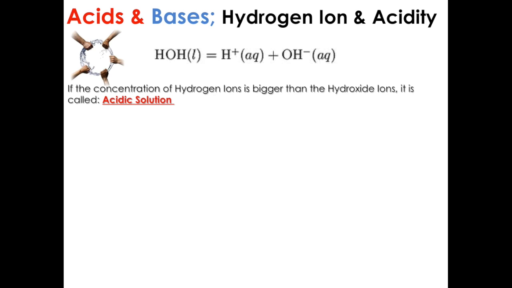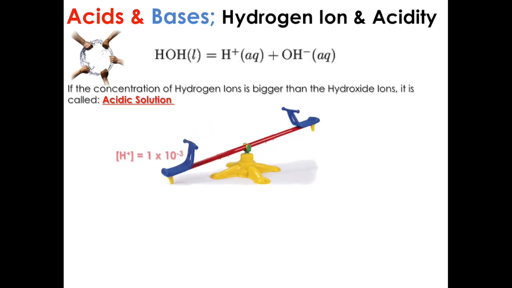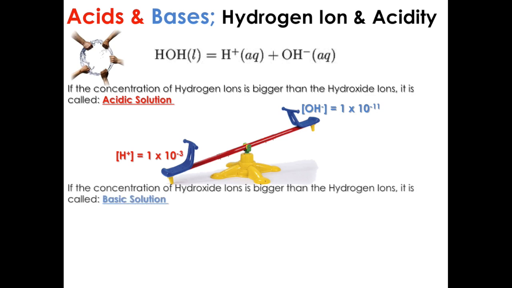If the concentration of hydrogen ions is bigger than the concentration of hydroxide ions, it is called an acidic solution. If the concentration of hydroxide ions is bigger than the concentration of hydrogen ions, it is called a basic solution.